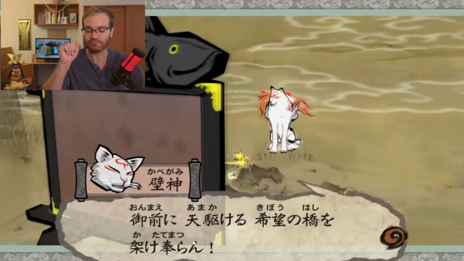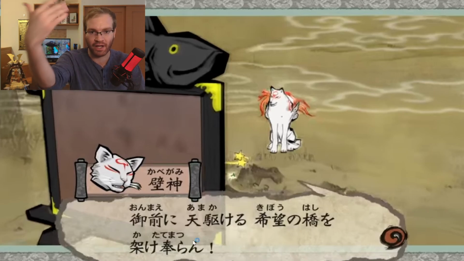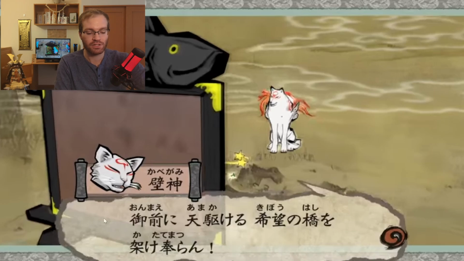One of two things. It denotes either uncertainty, or it denotes will or intention. Like I purposefully do this, as opposed to it just kind of happening, or me just kind of doing it without thinking. It's like, this is my intention to do X, okay? So, omae ni ama kakeru kibo no hashi o kake tatematsuran. I put up the heaven-spanning bridge of hope before you, okay?